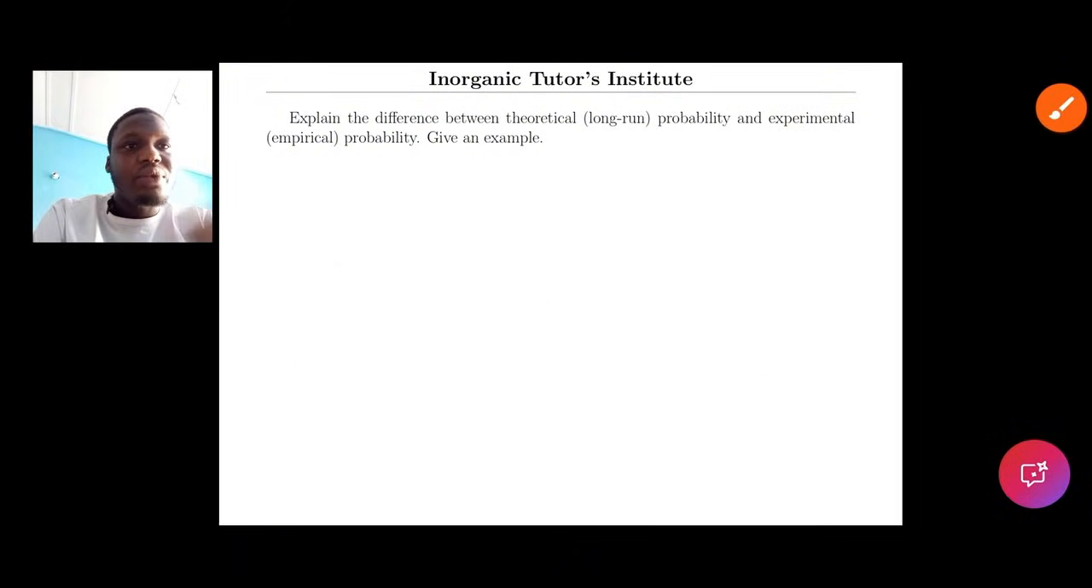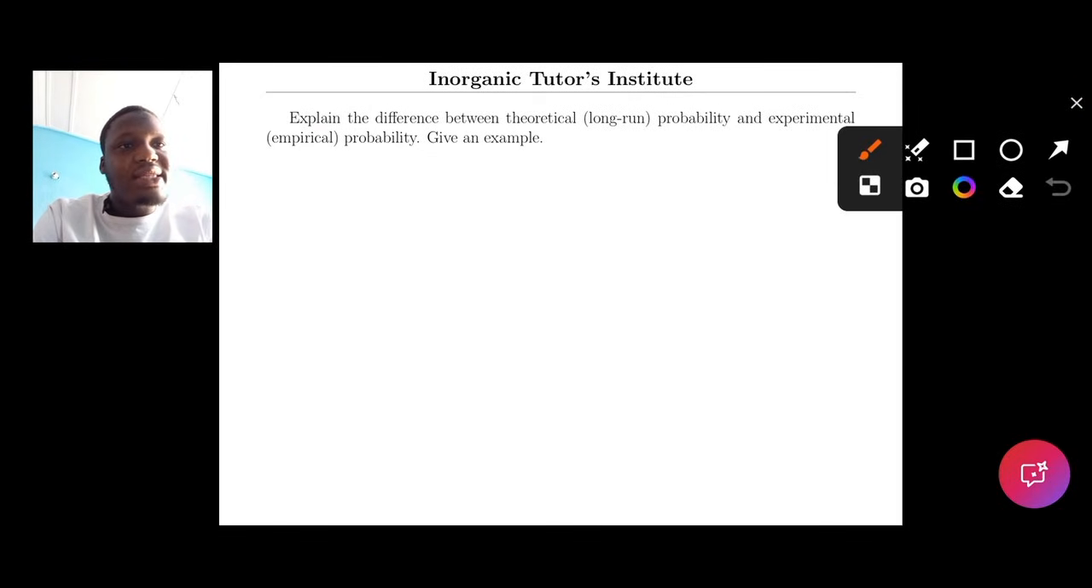Now, we look at the second one, which is experimental probability. We say this one is based on what we observe. This type of probability is based on past data, what we have observed over a period.